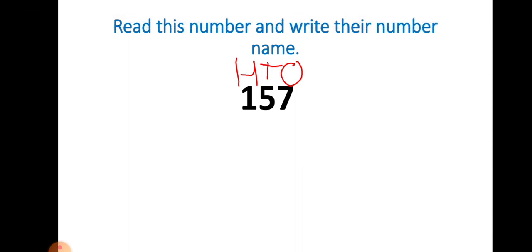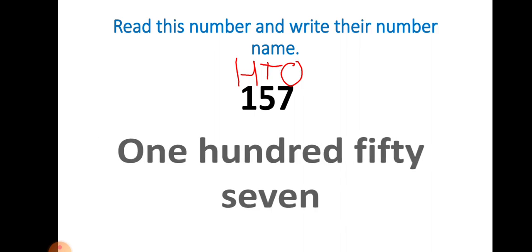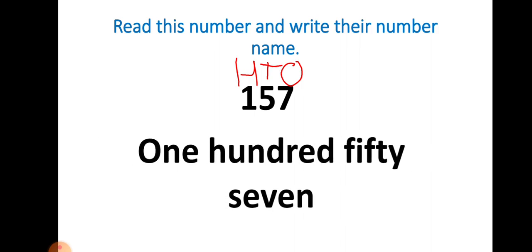How to write in spelling? O-N-E 1, H-U-N-D-R-E-D 100, F-I-F-T-Y 50, S-E-V-E-N 7. 157.